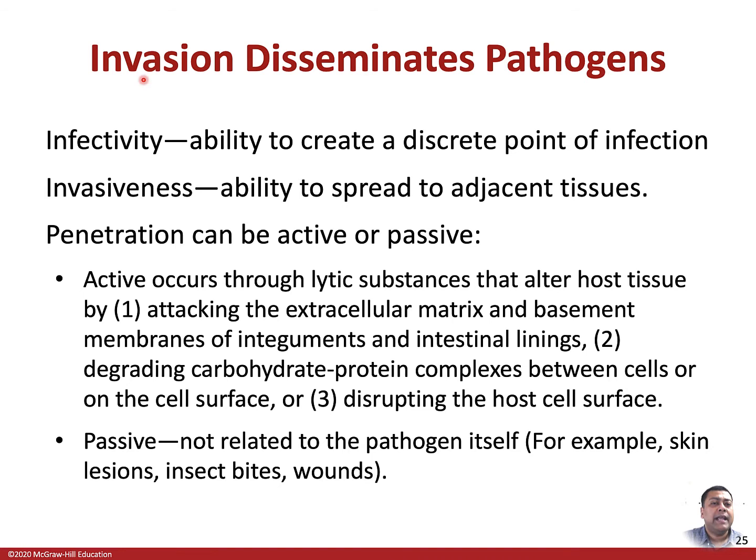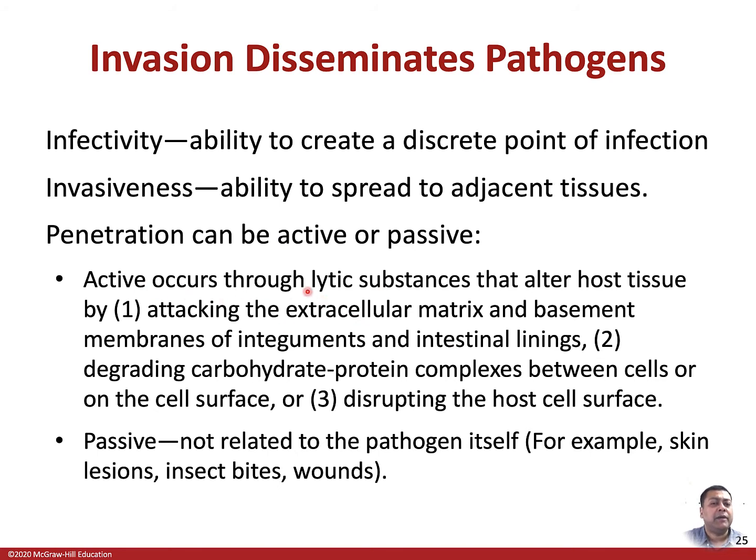So here, the next part we are getting to is the invasion and dissemination of the pathogens into the host. The infectivity is the ability to create a discrete point of infection. So after colonization, the next part will be the infectivity. And the invasiveness is the ability to spread to the adjacent tissue from the point of infection. And this penetration could be active or passive. So let's take a look at how this can happen.